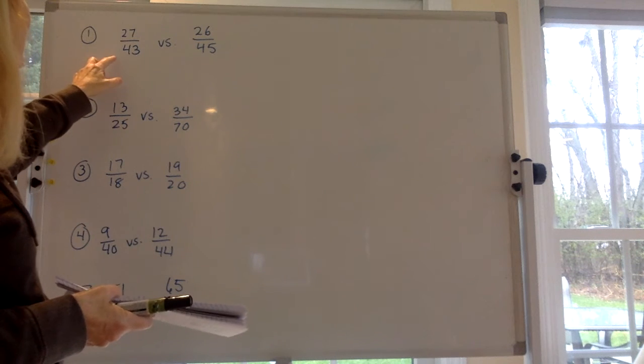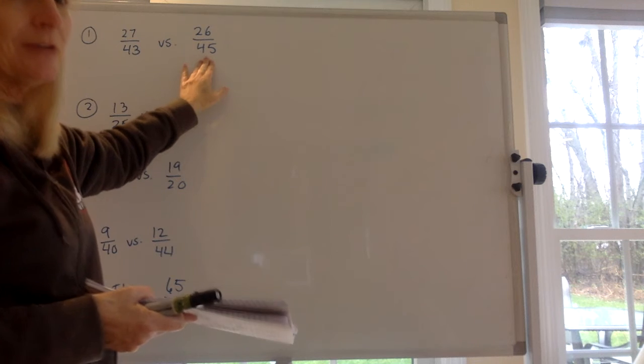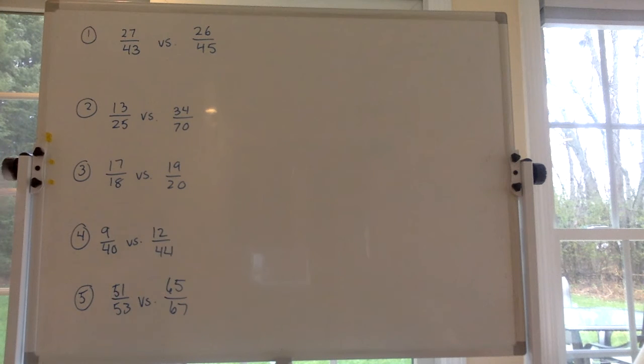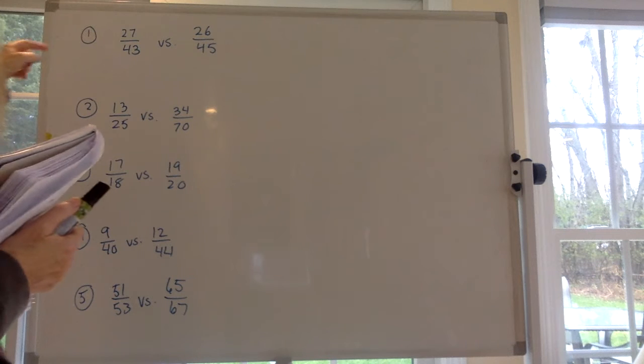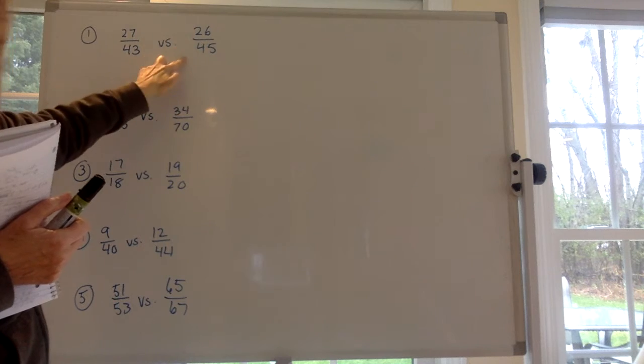And I think about cutting a pizza up into 43 pieces and cutting a pizza up into 45 pieces. First of all, which pieces are bigger? Wouldn't you rather have the pizza that was only cut up into 43 pieces versus 45 pieces? So I think you're going to go with 43rds. They're bigger pieces. And look, you get more of those pieces than you do with the 45ths, right?